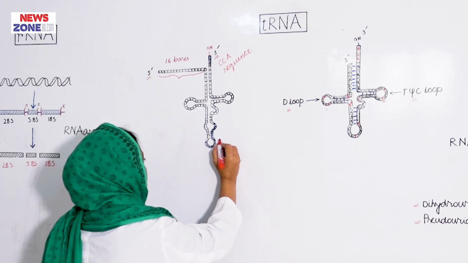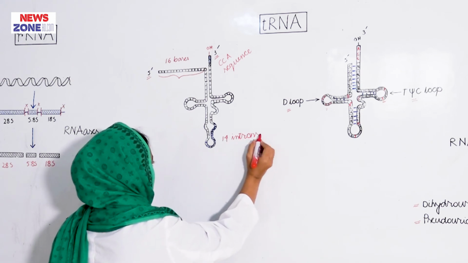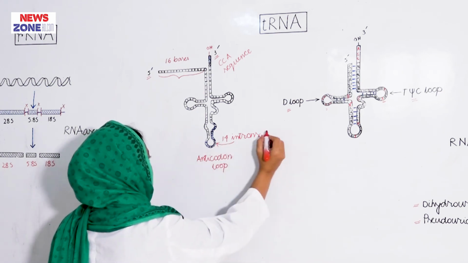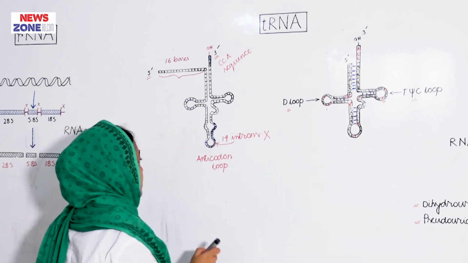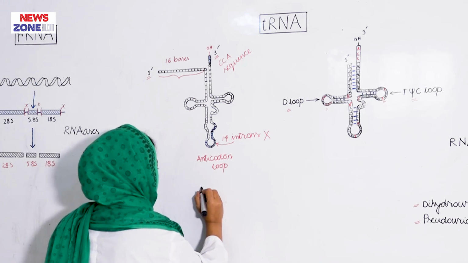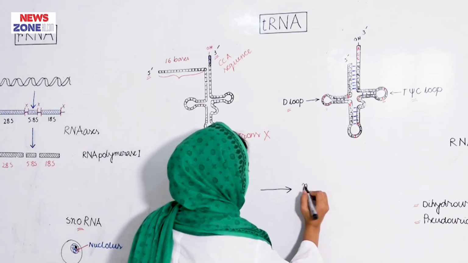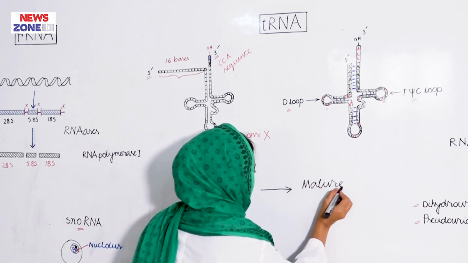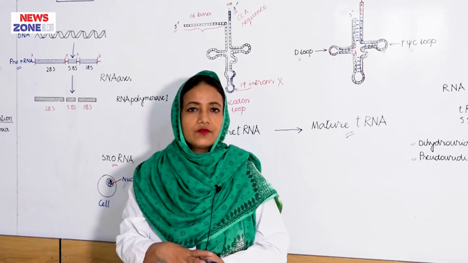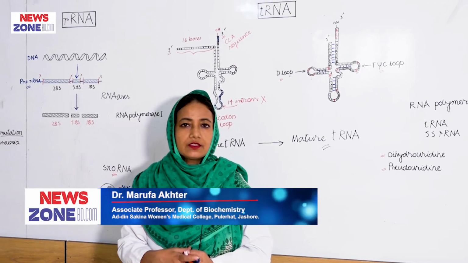There are some introns, about 14 introns, present in the anticodon loop. It is the anticodon loop, and they must be removed. So, after this modification, the pre-transfer RNA is transformed into mature transfer RNA. Transfer RNA molecules are synthesized by RNA polymerase III, as well as the 5S ribosomal RNA.